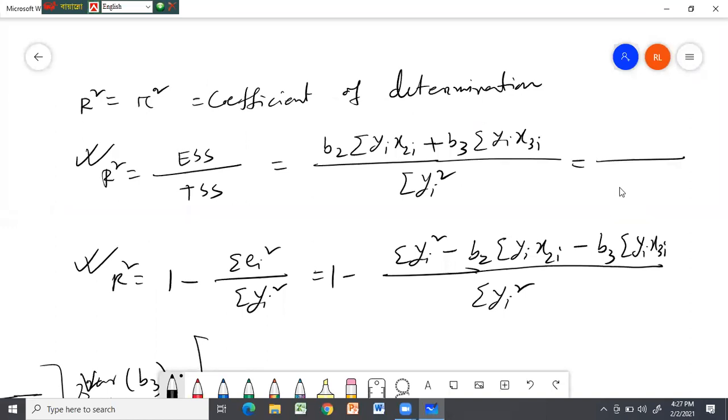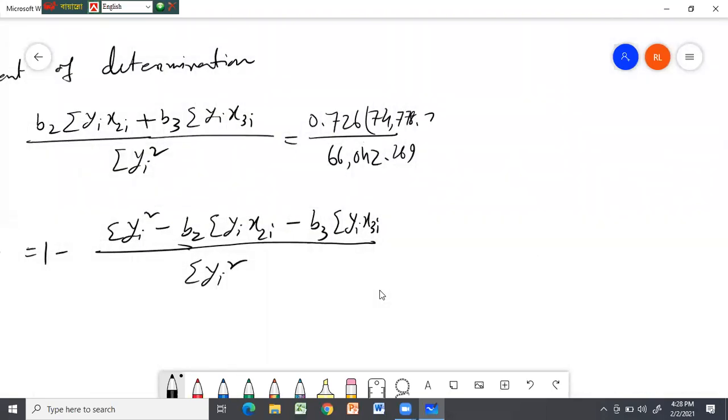স্যার পারবো. হ্যাঁ, নিচের অংশটায় বসাবেন, হচ্ছে 66,042.269. আর উপরে B2 ভ্যালু জানি কত ছিল আমাদের? 0.726, into sum of yi into x2i হচ্ছে 74,778.346, and B3 value কত ছিল? 2.736, into sum of yi into x3i. So that was 4,250.9.